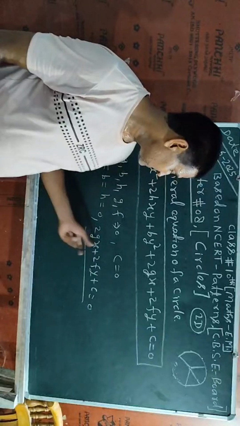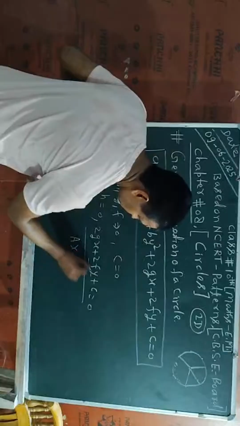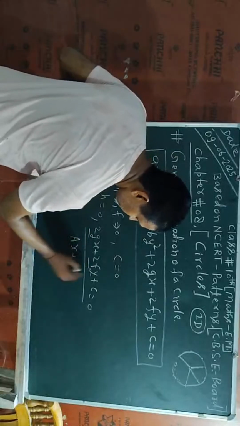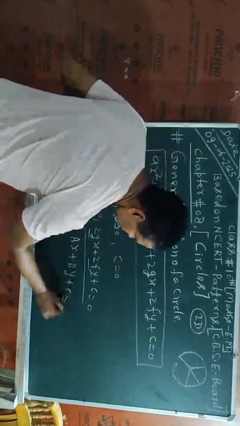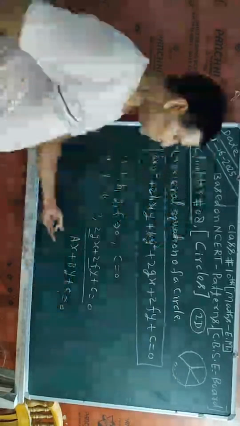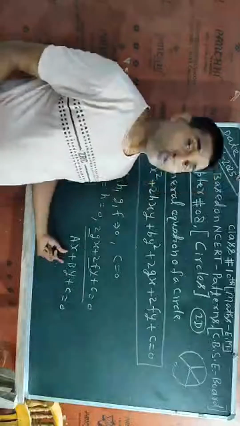Now here in the place of 2g I will put a, in the place of 2f I will put b, into y plus c which is equal to 0. This is the general equation of a straight line.